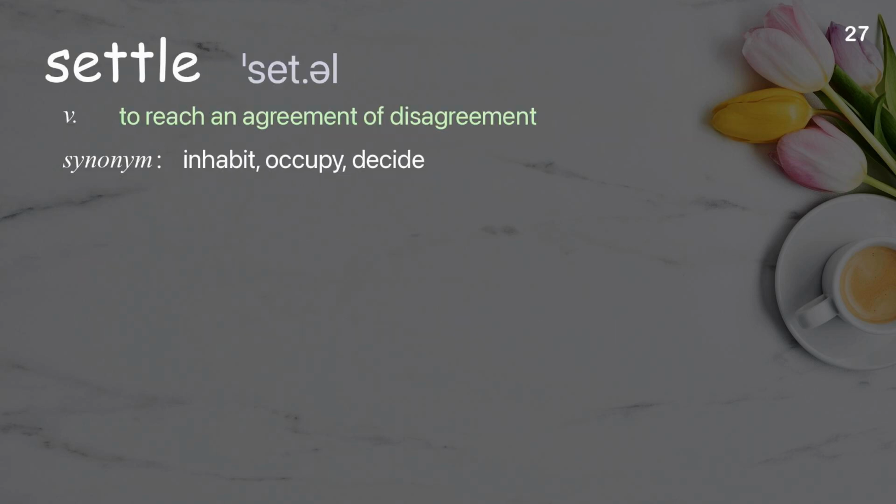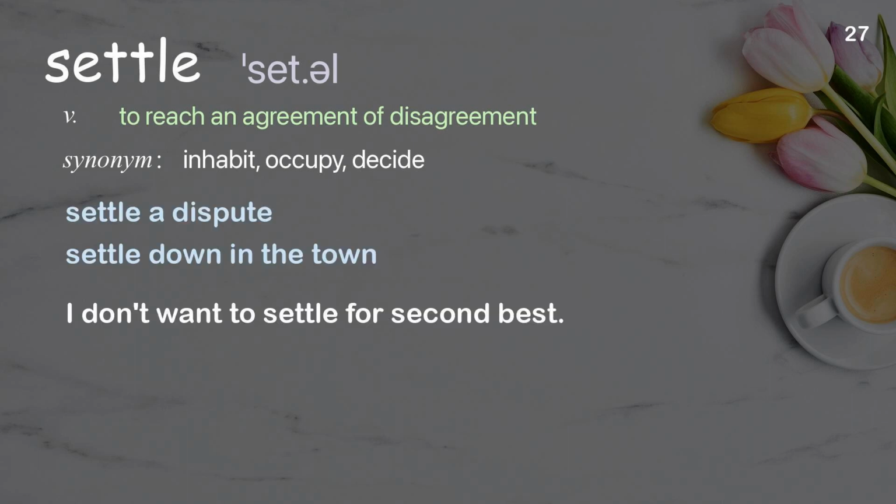Settle. To reach an agreement or disagreement. Examples: Settle a dispute. Settle down in the town. I don't want to settle for second best.